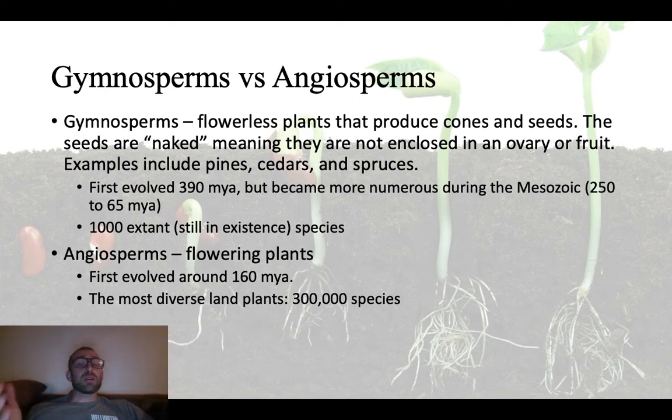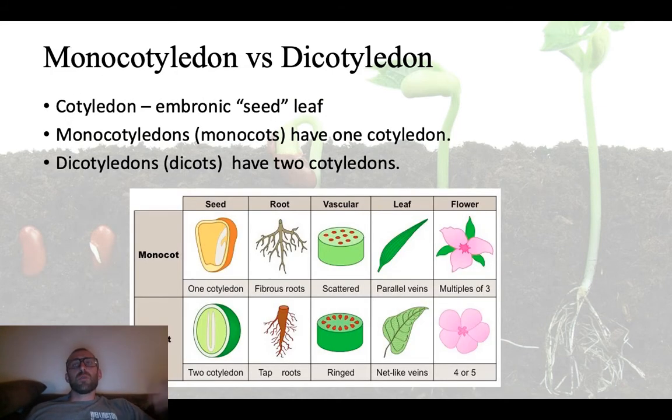Whereas if we're looking at our angiosperms, our flowering plants, they are the most diverse land plants, and there's over 300,000 species of angiosperms, so many more. And our angiosperms are the younger of the two from an evolutionary standpoint. They evolved around 160 million years ago, and didn't really become widespread until a little bit after that. So we are breaking down our plants, right? We had our seed plants versus our spore plants. And then with our seed plants, we had our gymnosperms versus our angiosperms.